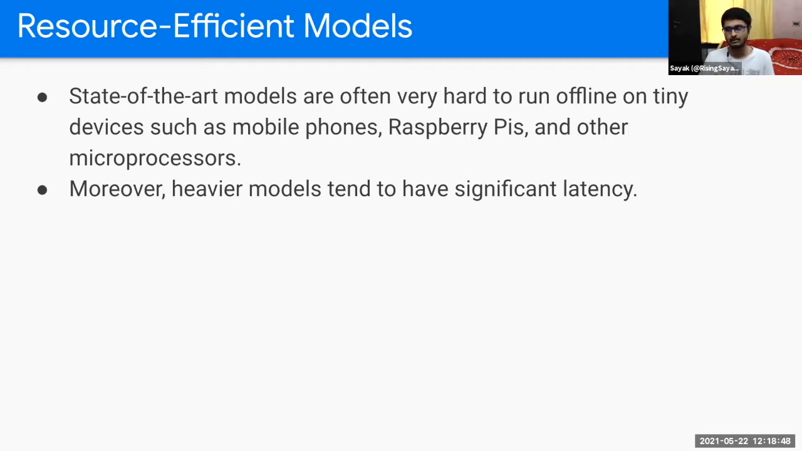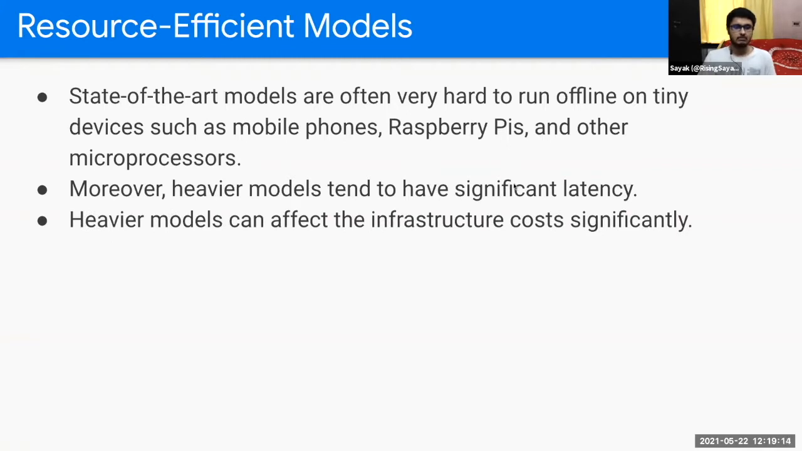Essentially, for mobile devices, we would want it to be as fast as possible, because in a mobile application, probably users would like to get instantaneous results. That's the entire point of using mobile devices, right? So just as I mentioned, heavier models tend to have significant amount of inference latency, which is a sort of a shame for mobile applications. And also, heavier models can affect the infrastructure costs significantly.